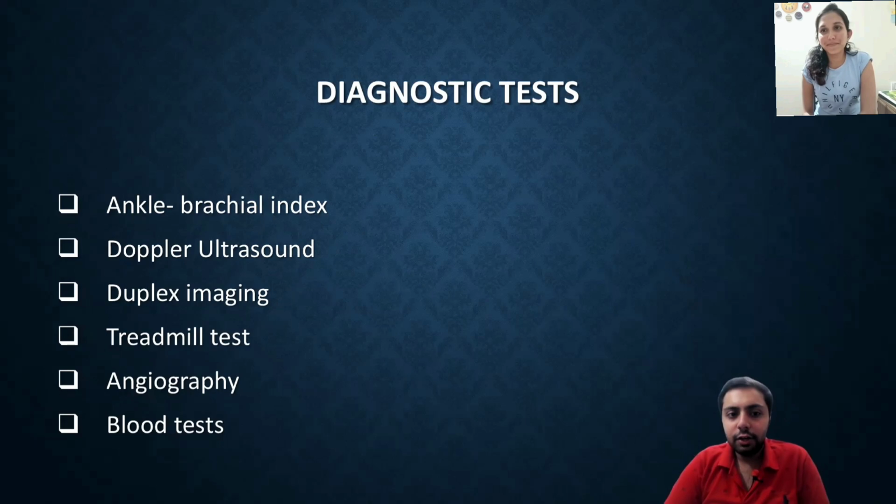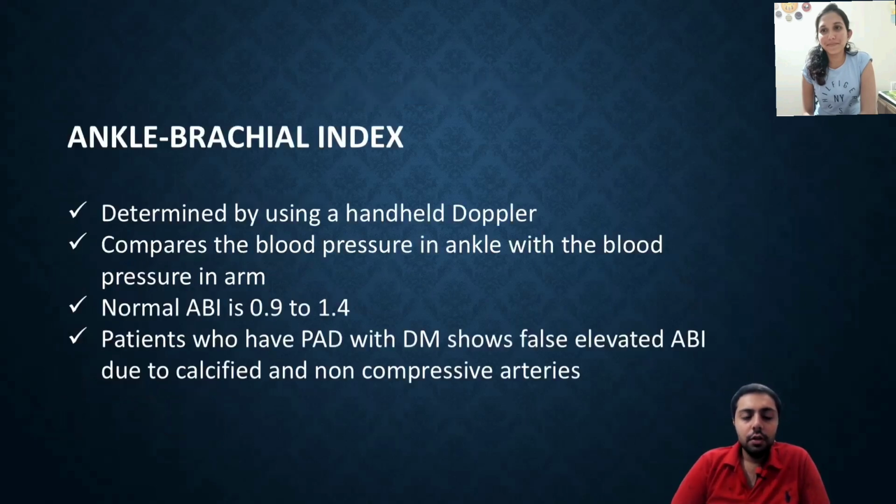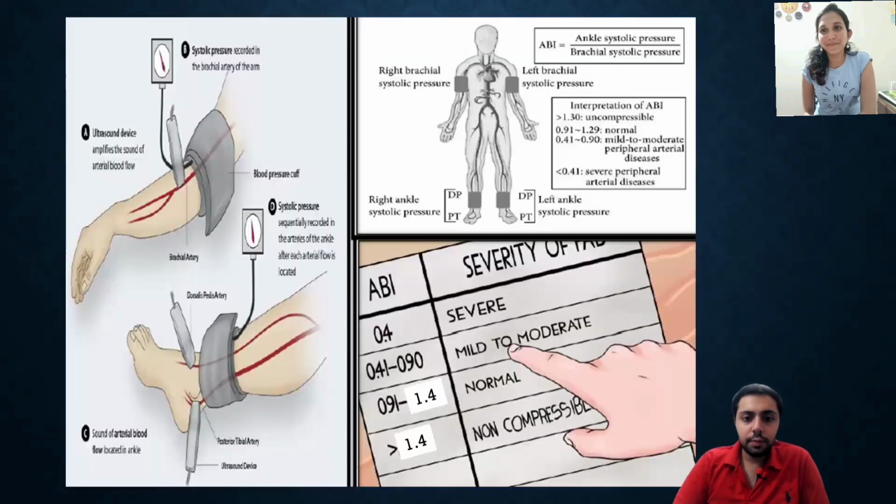We have the ankle brachial index, Doppler, duplex, treadmill, angiography, and blood tests. The ankle brachial test you can do with a handheld Doppler, or you can just measure by the sphygmomanometer. It compares the blood pressure in the ankle as well as in the arm. Normally you have to remember 0.9 to 1.4. In this image you can see 0.9 to 1.4 is normal. Greater than 1.4 is non-compressible, and 0.4 to 0.9 is mild to moderate. Less than 0.4 is severe, or you can say PAD.